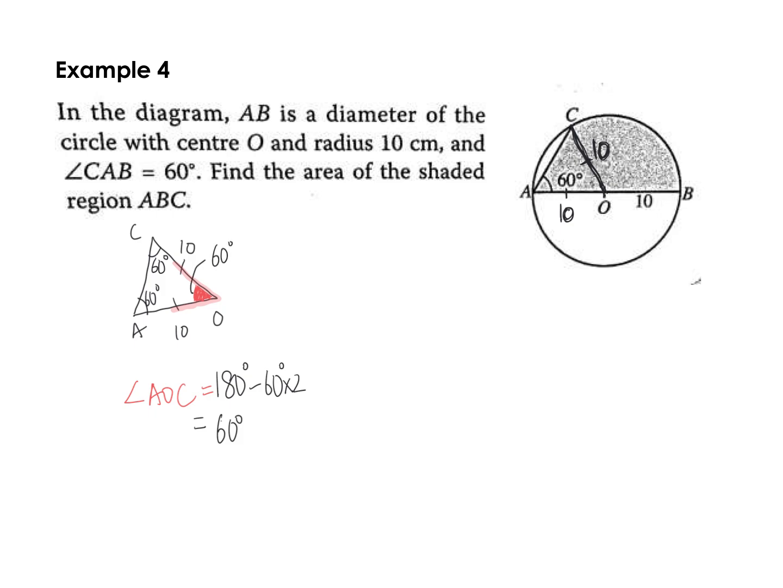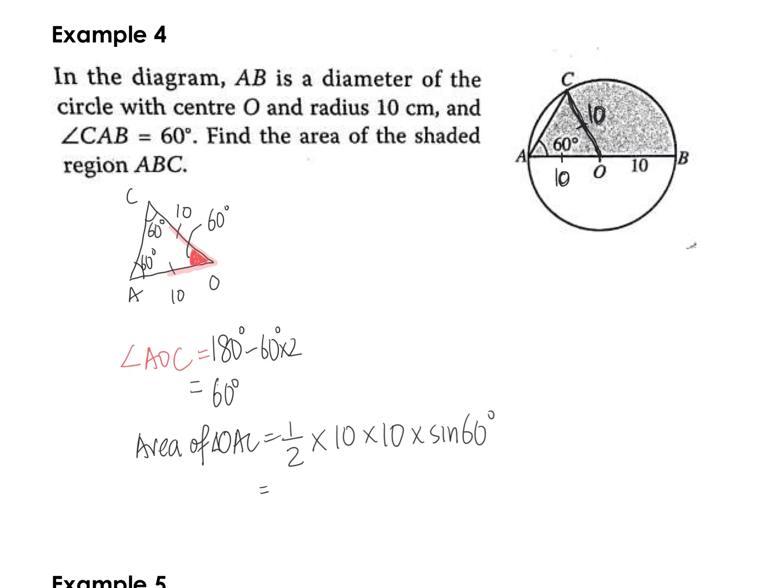Okay, so once you know that this is 60, finding area of triangle OAC is half AB sine 60. If you don't want to calculate first, you can write it like that. Then you don't have to round off first. Just leave it first.